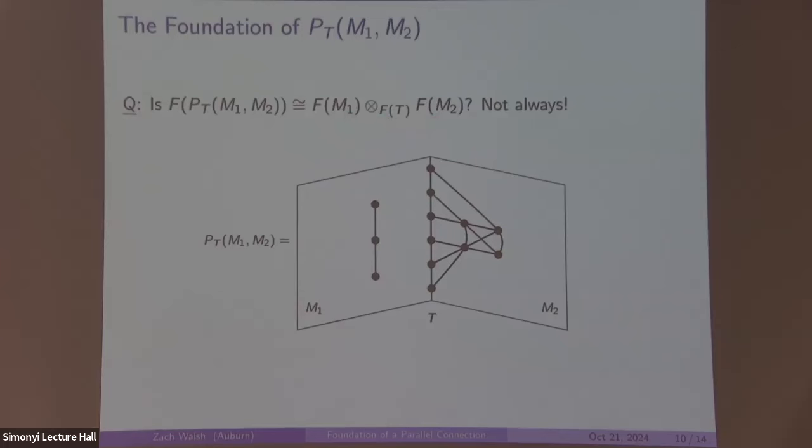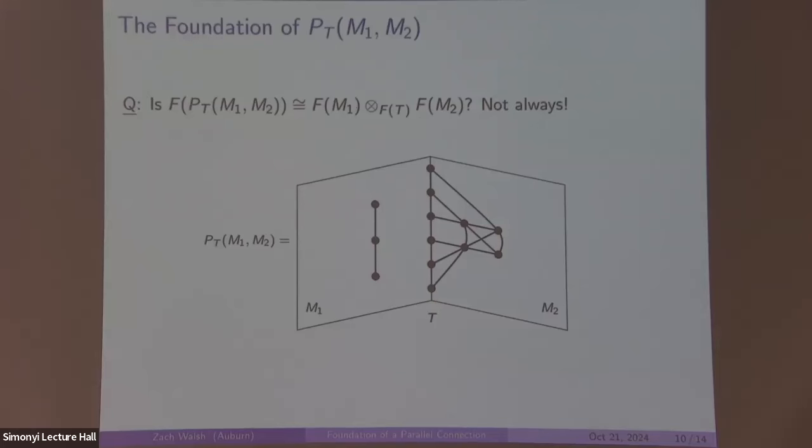If T is the empty set or just one edge, is this isomorphic? Yeah. If T is empty or just has one element, then that's a regular matroid, so its foundation is just a regular partial field, actually. So this expression that we were hoping is true is not always true.